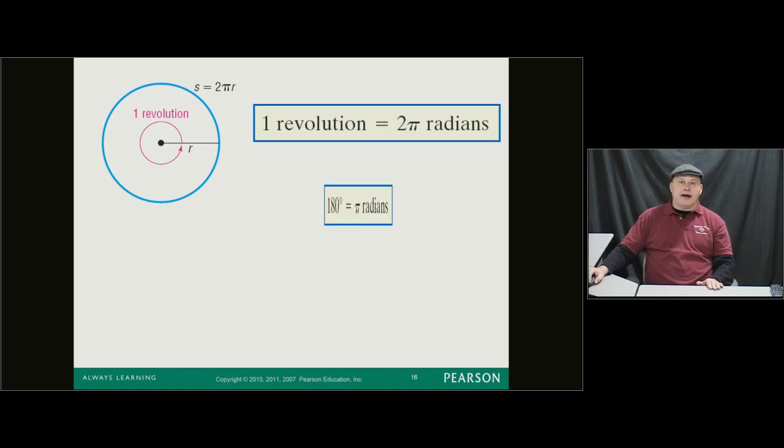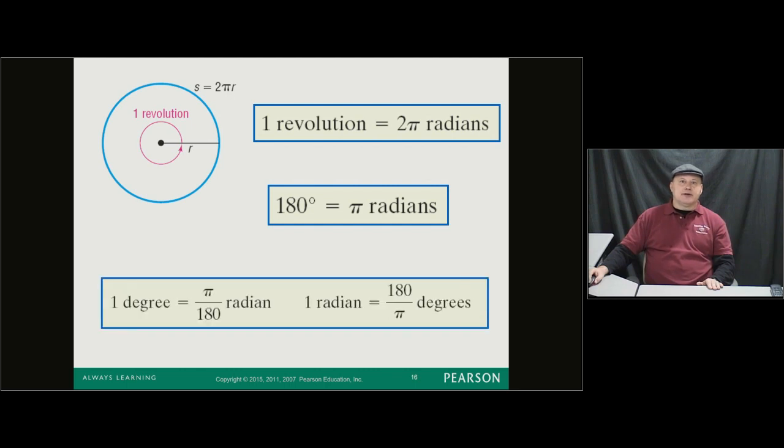So, alrighty. So there it is. 180 degrees is 1 pi radians. So 1 degree is pi over 180 radians, and 1 radian is 180 over pi degrees. And those are your conversion formulas. So to go from degrees to radians, you need to multiply by pi over 180. And to go from radians to degrees, you'll need to multiply by 180 over pi.